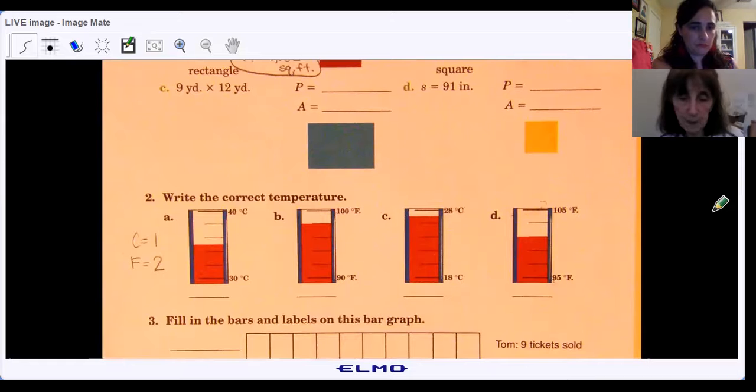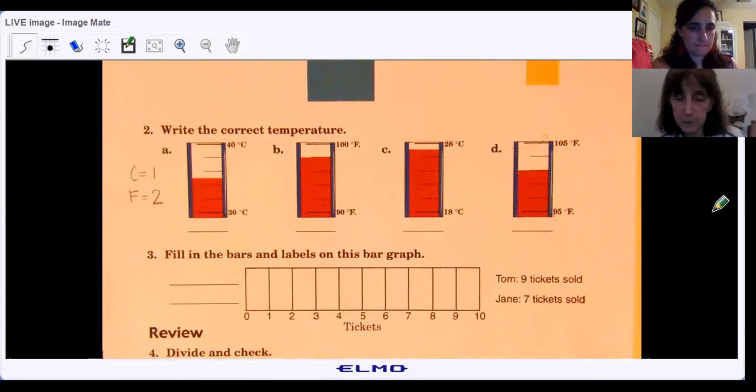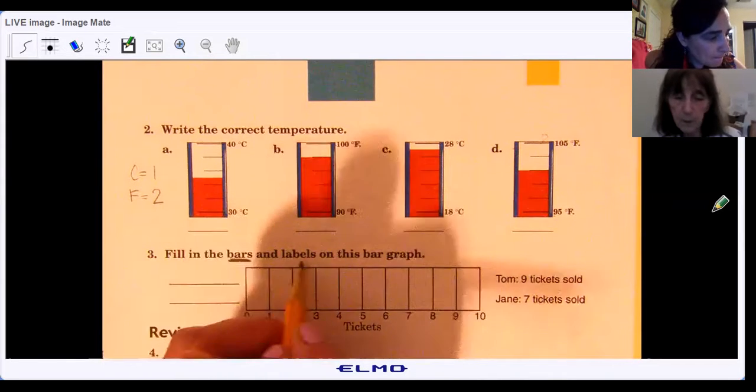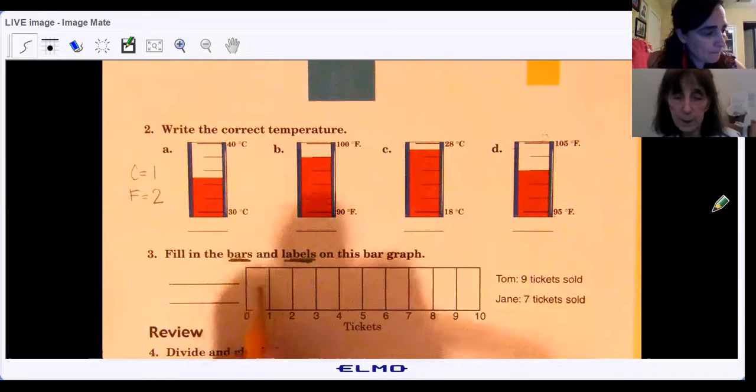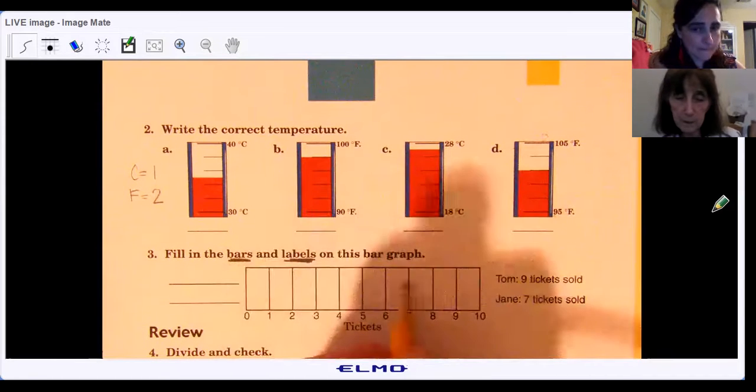Okay, fill in the bar graph and the labels on the bar graph, and it gives you the information. You have to fill it in. Do not put lines. Bar graph means you make a bar. All right, and they're going horizontally. They're not going vertically, they're going horizontally. All right, fill it in.